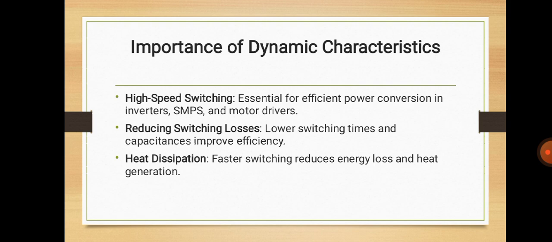So let's see the importance of the dynamic characteristics. First importance is high speed switching, which is essential for efficient power conversion in inverters, SMPS and motor drives. Second is reducing switching losses. Lower switching times and capacitance improve efficiency. Next is heat dissipation. Faster switching reduces the energy loss and heat generation also.